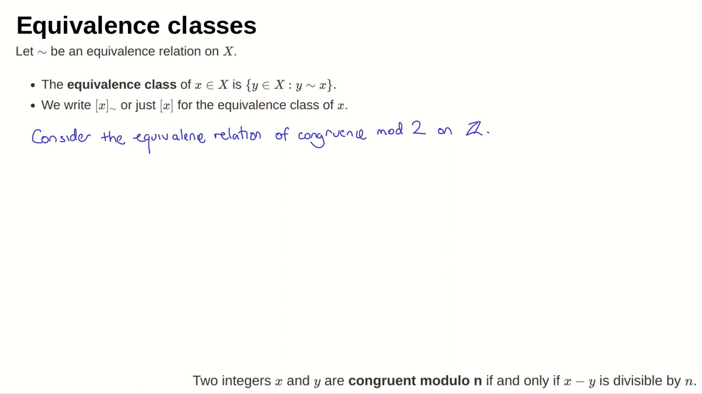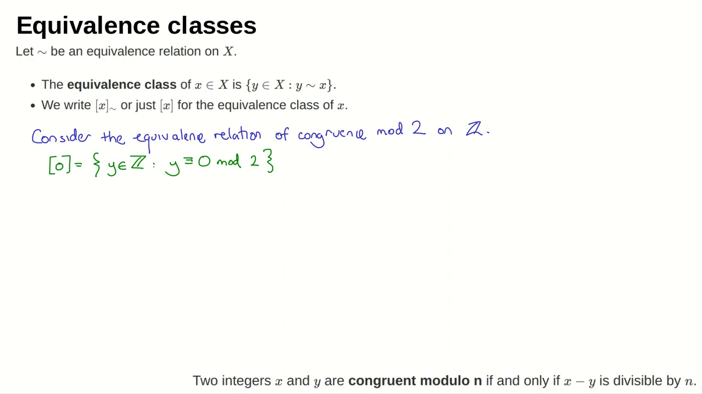So let's work out some equivalence classes. We're going to start with the equivalence class of 0, and we're going to see what this thing is. So the equivalence class of 0, this is by definition all y in the set of integers with the property that y is related to 0 under our relation. So y is congruent to 0 mod 2.